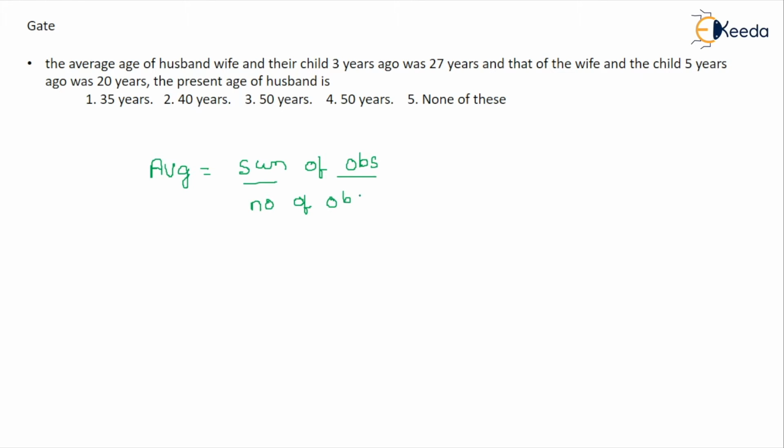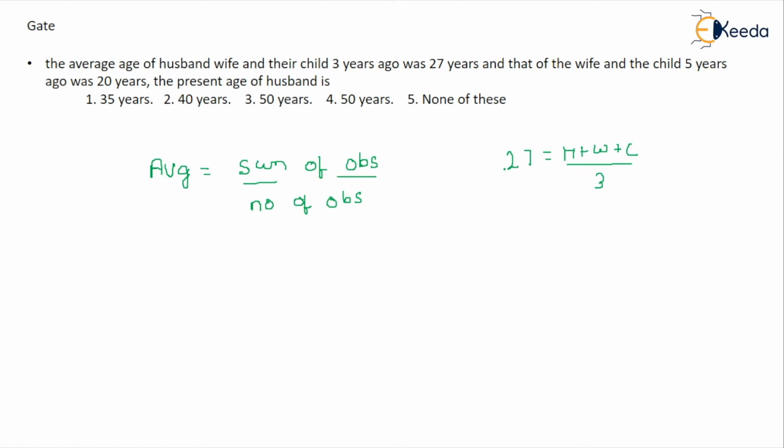So here the average of husband, wife, and child is how much? 27. So the average is 27, and you can write husband plus wife plus child, because you don't know the age of them, right? Upon 3, because there are 3 members.